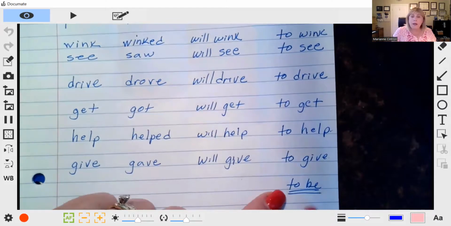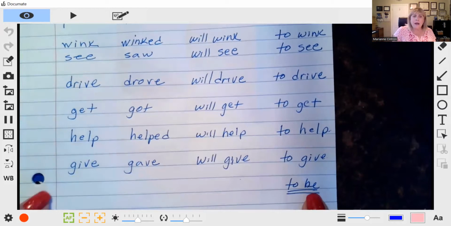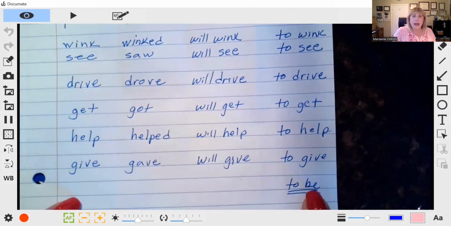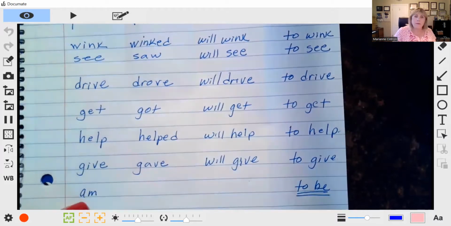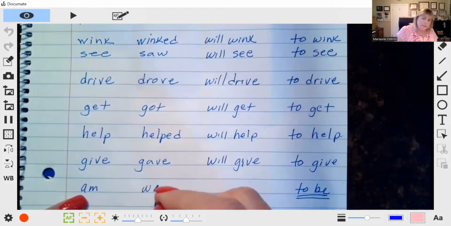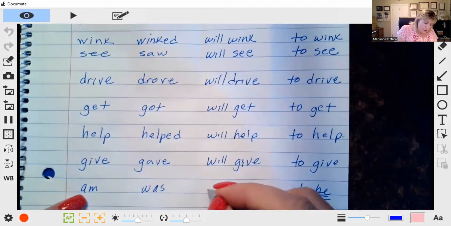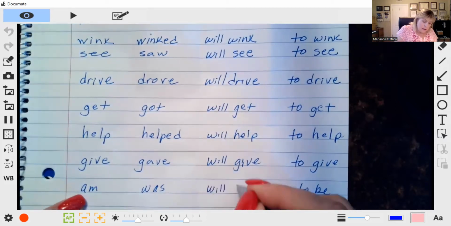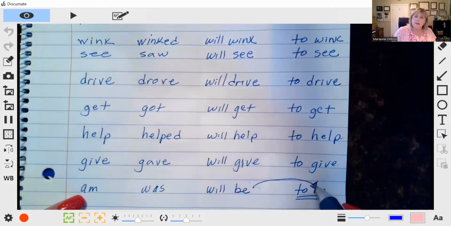Anyway, to be. Now, this is an action verb, but we don't say I be alive. We say I am. So I show her am. The past tense of am is I was. So I put was. And the future is I will be. Will be. And look how beautifully that aligns to the infinitive.